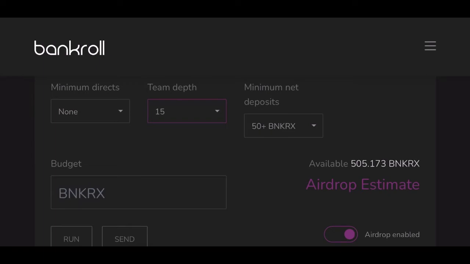But it all depends on your airdrop style, or who you want to reward more. I personally like rewarding my directs. So if you're a direct of mine, you would benefit the most from my airdrops.